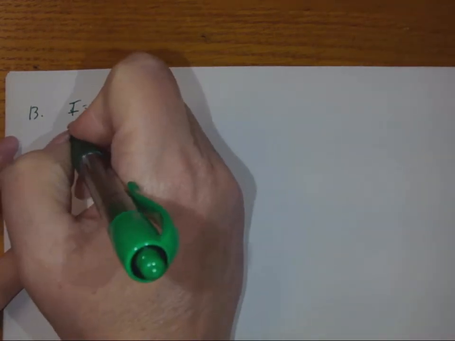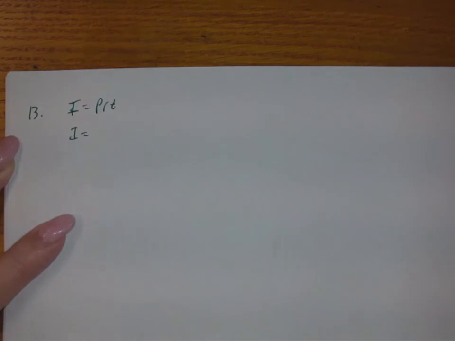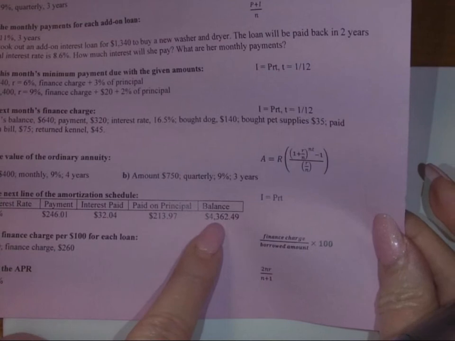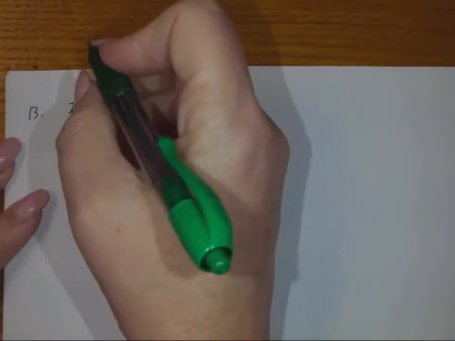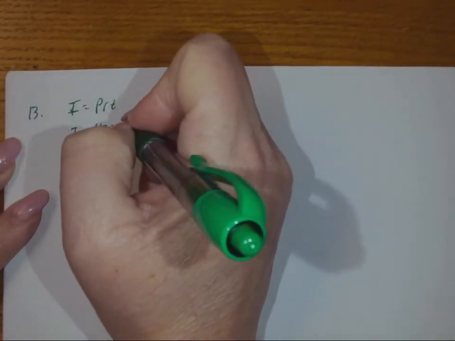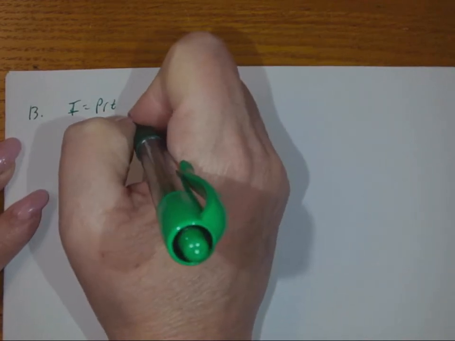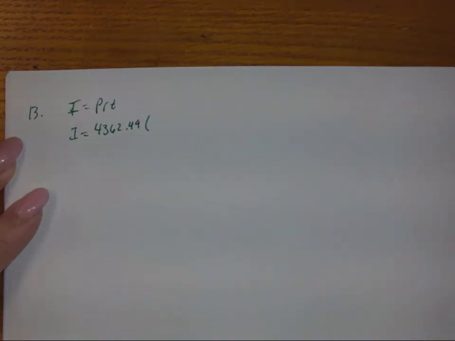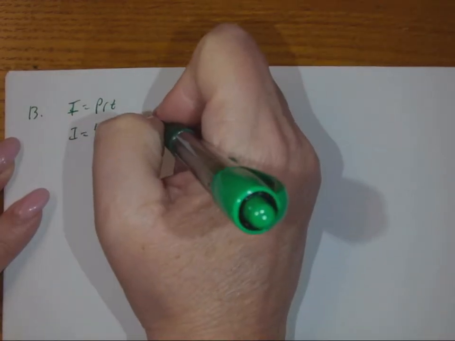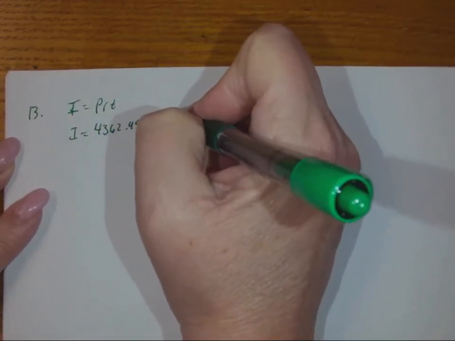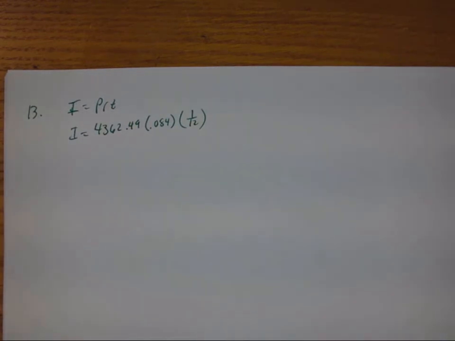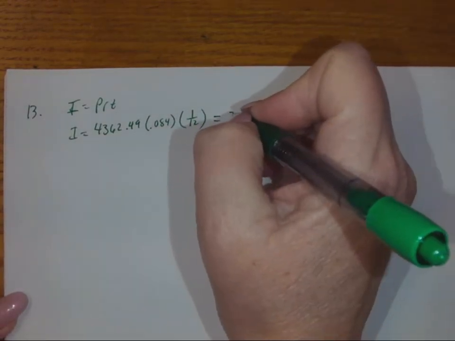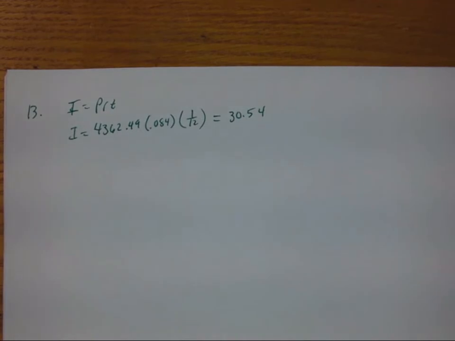So our I is going to be equal to our balance, that number right there, 4362.49. So 4362.49 times our rate of 8.4%, which is 0.084, and our T is still 1 over 12 because we're looking at one monthly payment. So the interest, when you multiply that out in the calculator, you'll get 30.54.